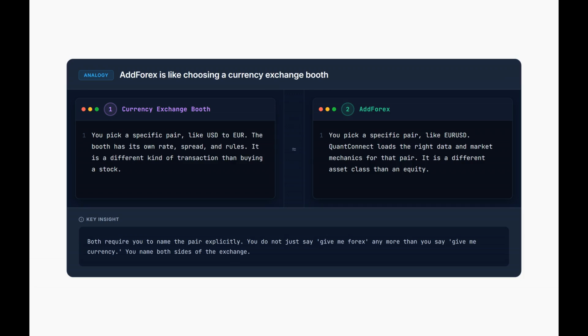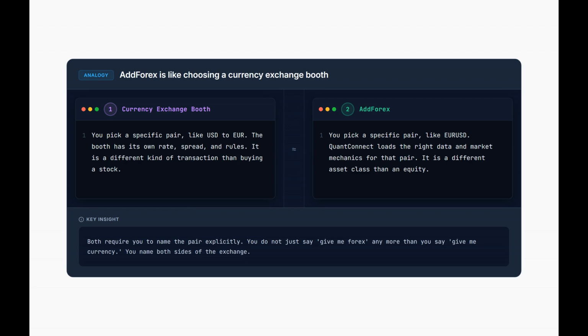You walk up to a currency exchange booth and say, I want to trade US dollars for euros. The booth handles that specific pair. It has its own rate, its own spread, its own hours. It is not a stock. It is not a commodity. It is a relationship between two currencies. The currency exchange booth here says, this is a different kind of market with its own rules.